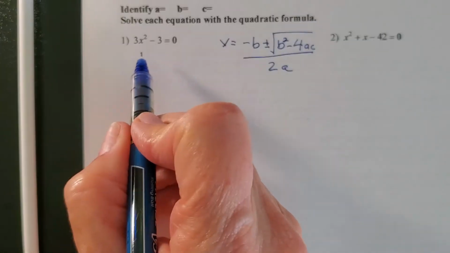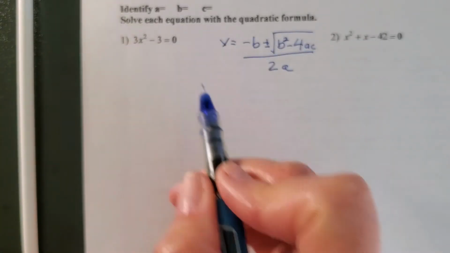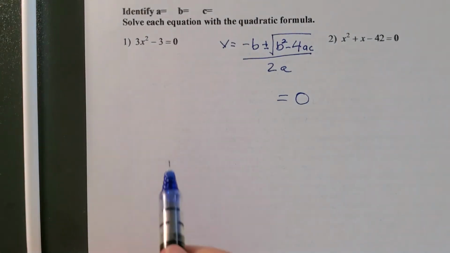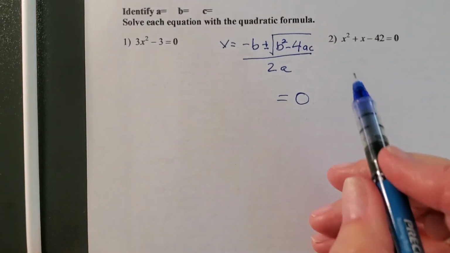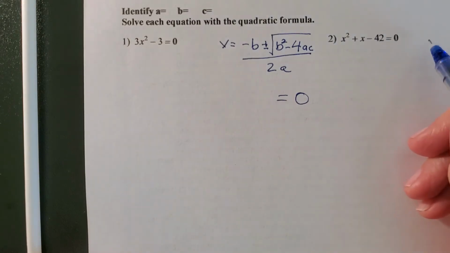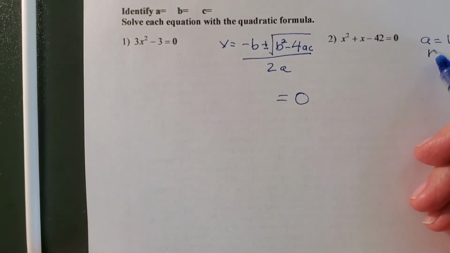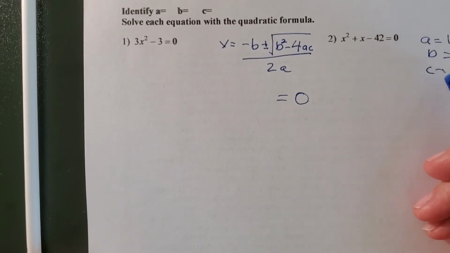First, we have to identify a, b, and c. So equations have to be equal to 0 before you decide your a, b, and c. So let's do this one first. A is 1, that's the coefficient with x squared. B is 1, and c is negative 42.